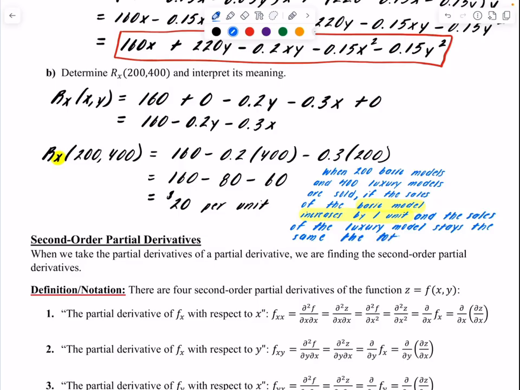The total revenue increases by the amount that we got. And it is approximately by the amount that we got. And this is how you would interpret what our partial derivative with respect to x, evaluated at 200, 400 means.